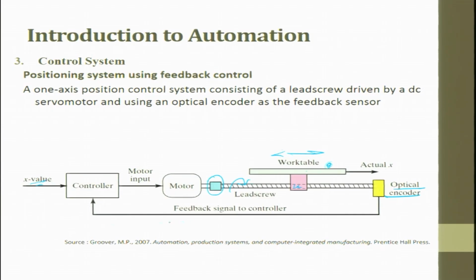This encoder gives the signal and the error is checked here, and then correspondingly it is controlled and the motor is moved. So, this is a position system with feedback control, a one axis position control system consisting of a lead screw driven by a DC servo motor and using an optical encoder as feedback. If you have an open loop system, the motor becomes a stepper motor.